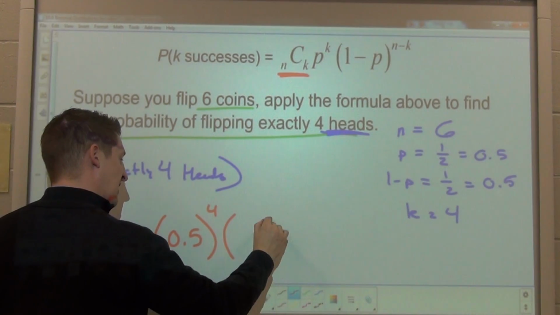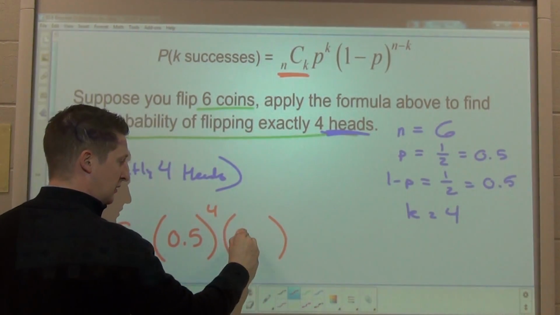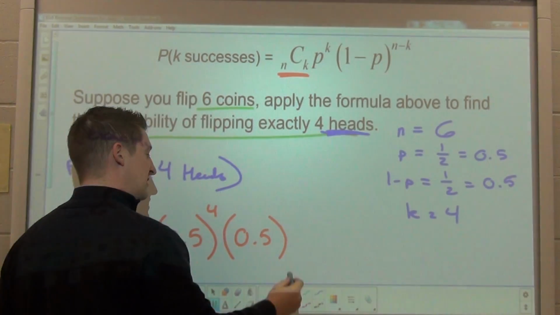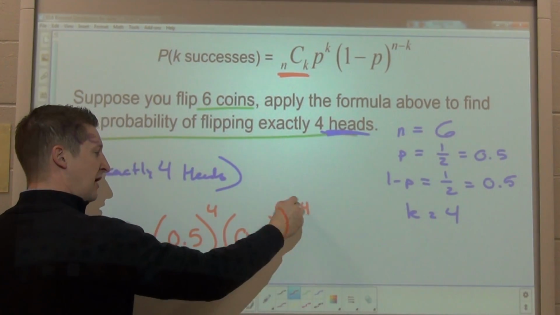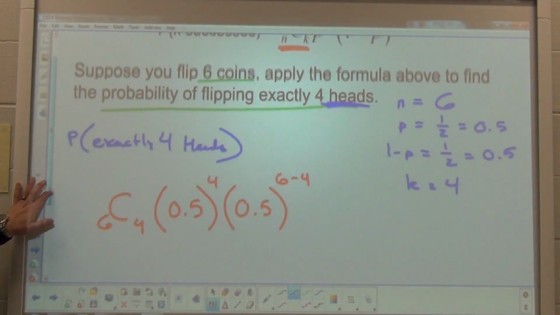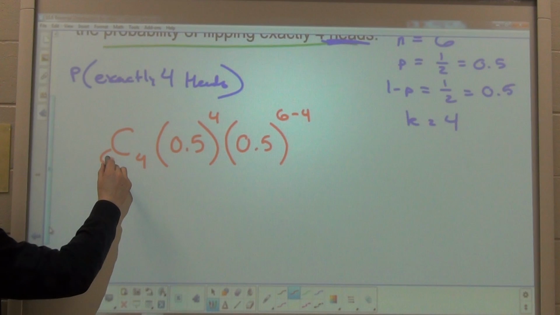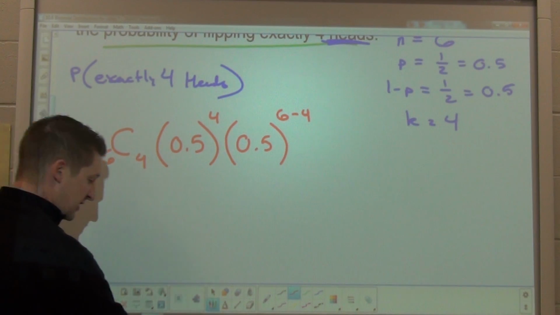Times 1 minus p, well, the probability of failure in this case was also 0.5. I raise that to the n minus k power. The n minus k power would be 6 minus 4. Now, obviously, that's going to be 2. So, at this point, I resort probably to my calculator. I evaluate the combination of 4 objects chosen from 6, and I get 15.